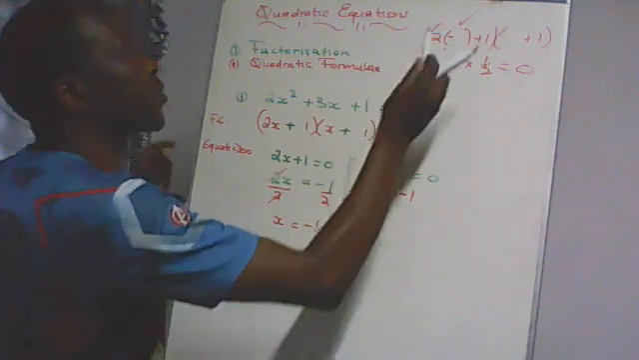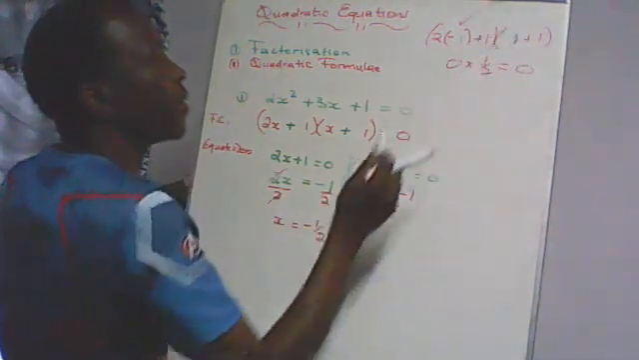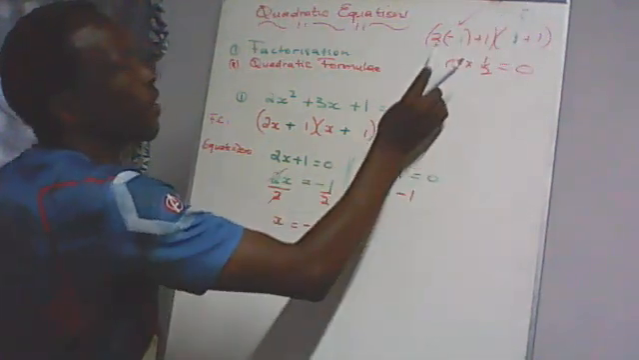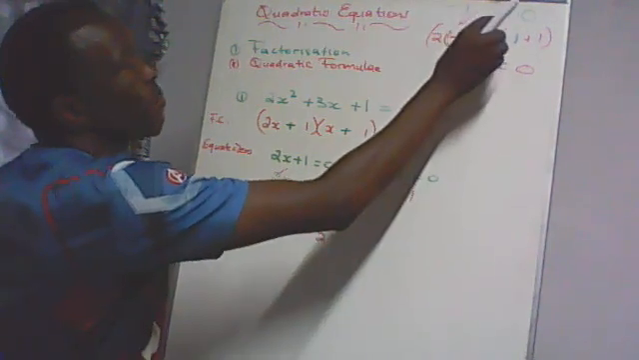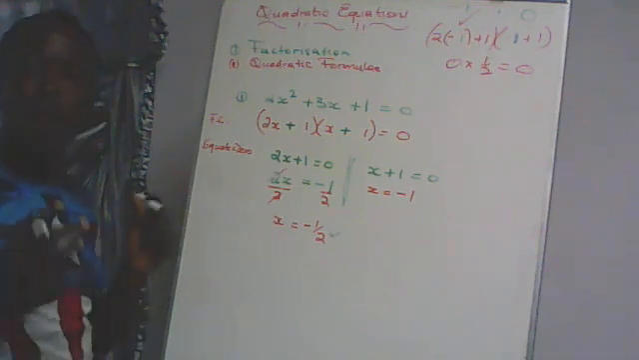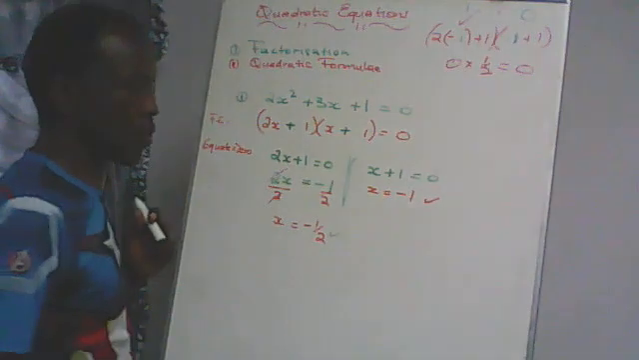This is -1 and then -1. Then -1 plus 1 is 0, and then -2 minus 1 is -1. -1 multiplied by 0, that is 0. Therefore, they are both solutions. Now, this is also a solution.